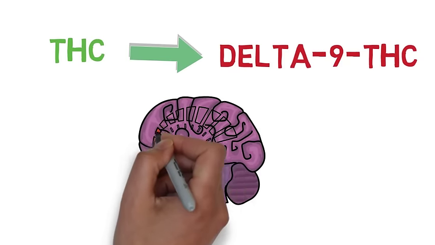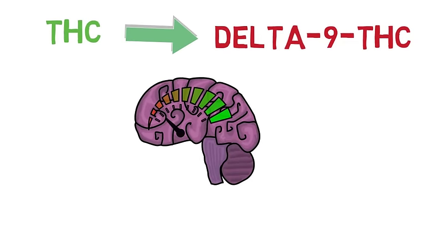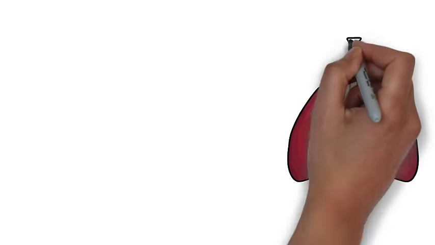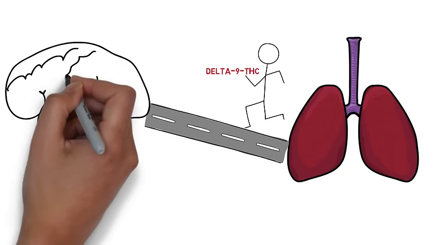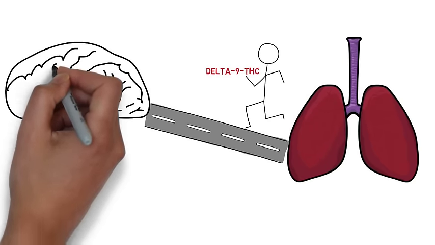During smoking, THC is rapidly absorbed from the lungs into the blood circulation. From there, it crosses the blood-brain barrier. Smoking gives a faster high because of this, however, it has a shorter duration when compared with edibles.